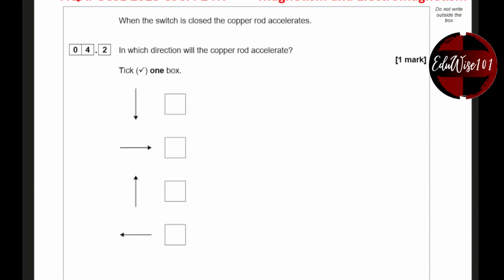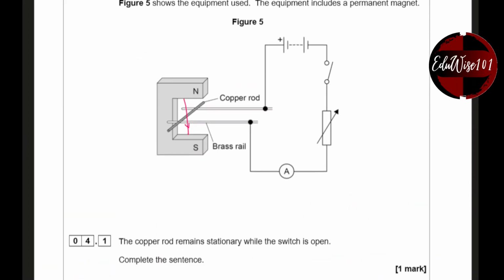When the switch is closed, the copper rod accelerates, which means there's a resultant force on it, so it actually moves. In which direction will the copper rod accelerate? So they have given the 4 directions, either down, to the right, up, or to the left. So let's use this diagram. So you'll have to use Fleming's left hand rule here.